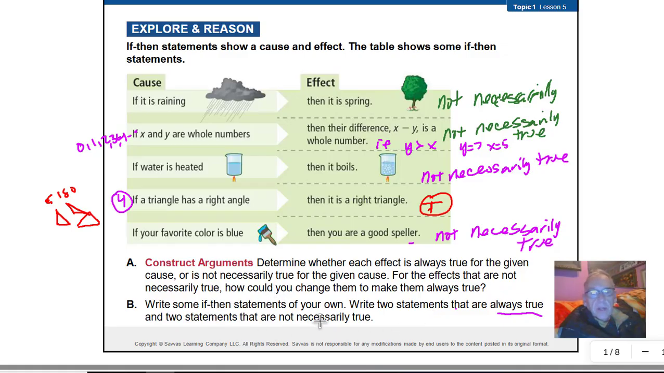And 2 statements that are not necessarily true could be any 2 statements that you can make up. Like, if it is Wednesday, I am going to feed my dog. If it is Thursday, I am going to the post office. Anything like that. They may or may not be true, depending on what you come up with. Okay, let's move on.